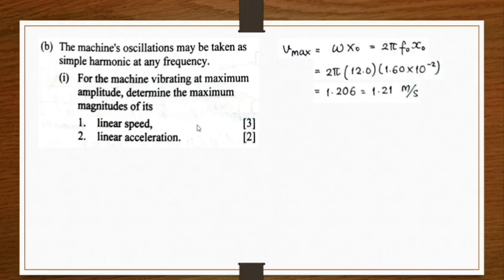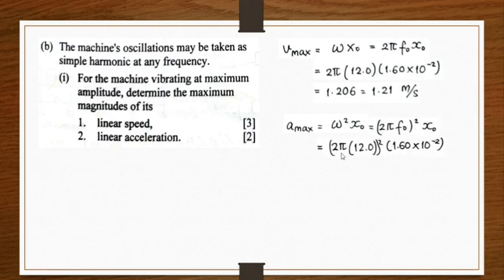And the maximum magnitude of the linear acceleration, a max, is equal to omega squared times x naught. This equation has a negative sign, but in this case we only want to find the maximum magnitude of the acceleration. So it is equal to 2 pi f naught squared times x naught. It is equal to 91 meter per second squared.